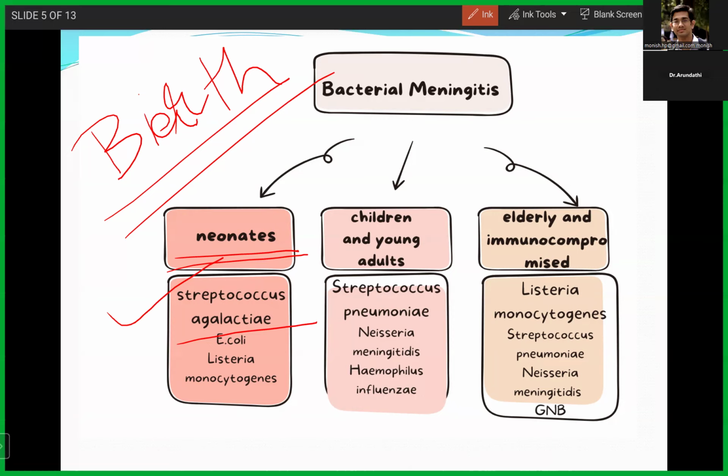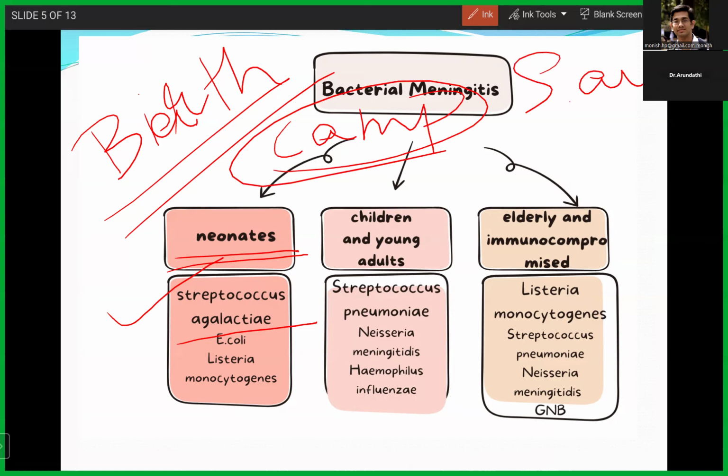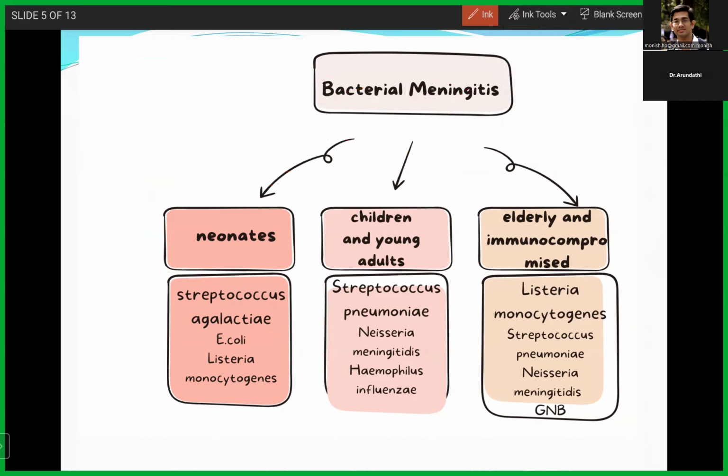So the answer is your CAMP test. So Streptococcus agalactiae revolves around this CAMP test where your Staph aureus is used. And yes, let us not go into detail because it deviates a lot. So this is how you do the CAMP test. So you get arrowhead shape hemolysis. This is your CAMP test done for Streptococcus agalactiae.